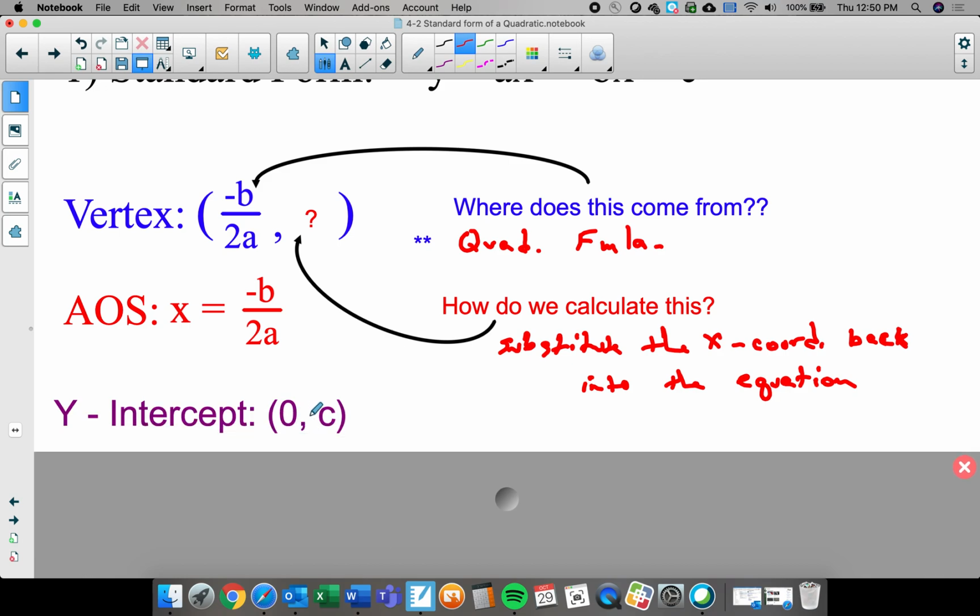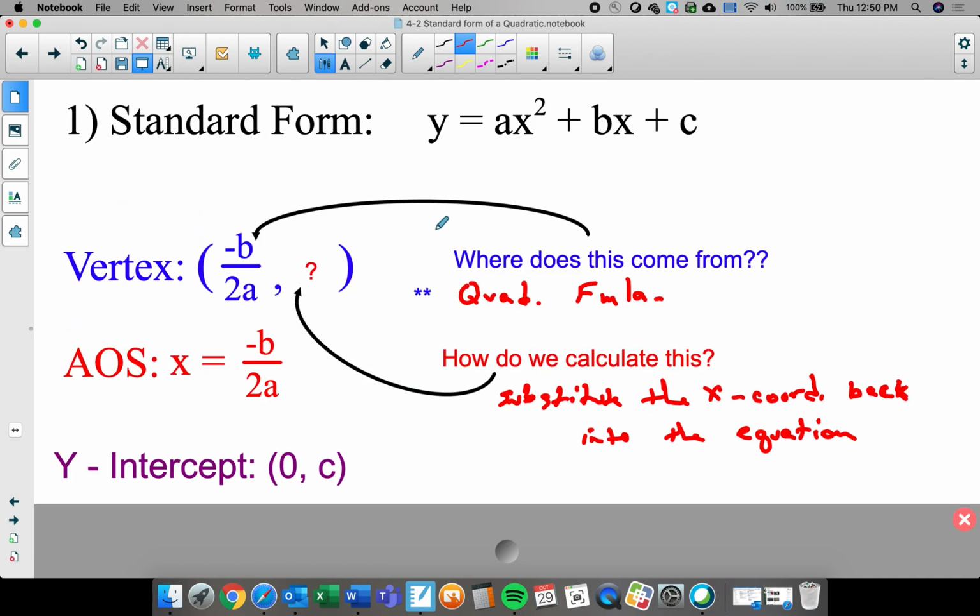Y-intercept is (0, c), if we start adding points now. So this is one of the benefits: y-intercept is always when x equals 0. So if I plug 0 in for these two values of x up here, well, a times 0 squared is going to give you 0. B times 0 is 0. And therefore, your y-coordinate will equal whatever c is. Okay? So c is the y-intercept. So that's an easy one that you can pick out of the equation every single time.